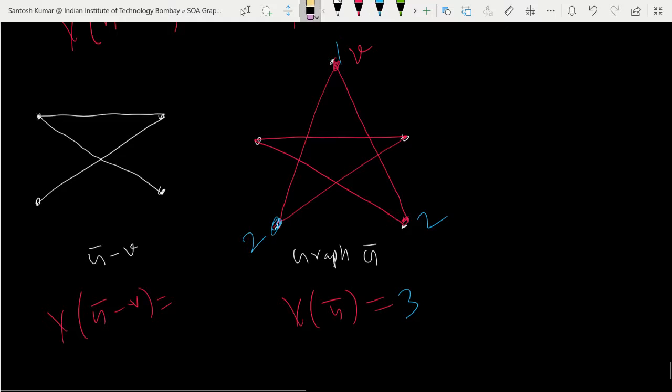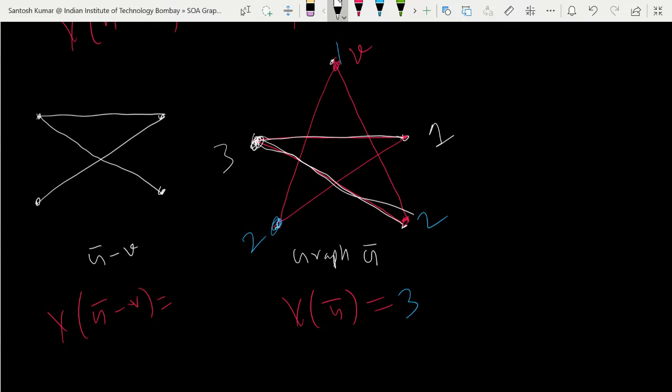Then we have to take 1. Can I take it here? Yes, sir. So here I have to take what? 3, because this is adjacent to 1 as well as adjacent to 2. So I have to take 3. We cannot take 1 or 2. Yeah. So okay, 3. You are right.